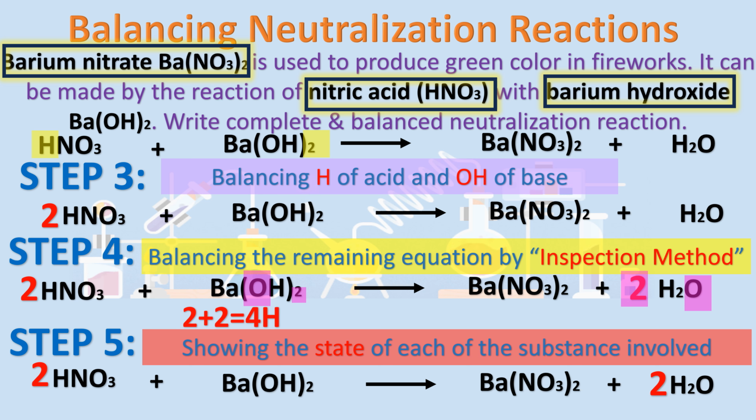Finally, writing the state of each substance. Nitric acid, barium hydroxide, and barium nitrate are in the form of aqueous solutions. So we will write aq with them. And water is in liquid state. So we will denote it by writing small l with it.